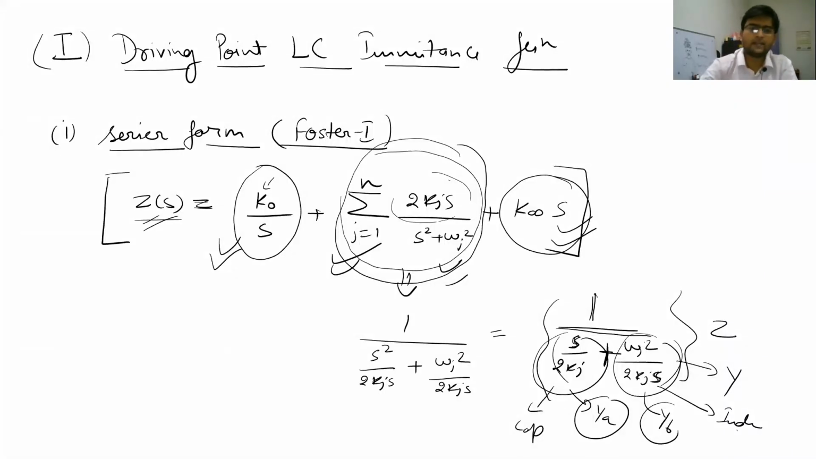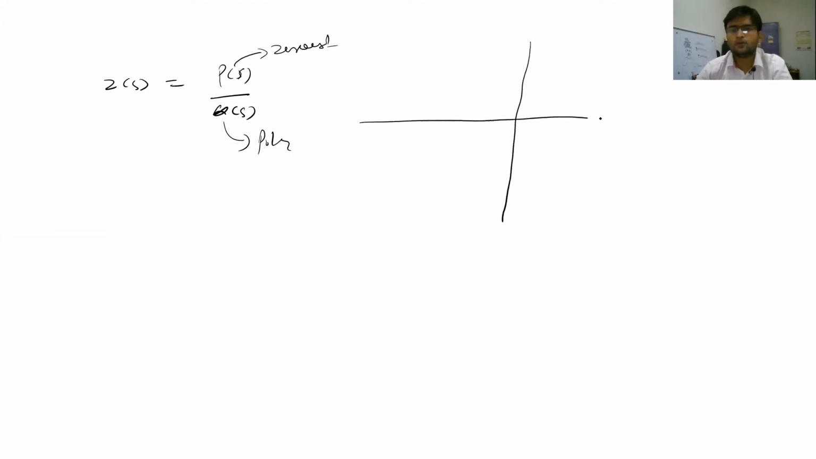The answer is that for any given function, ZS, let it be a ratio of PS upon QS, where PS and QS are polynomials of S. So PS and QS will have certain roots, I mean the poles and zeros. If you solve QS, you will get the poles. The roots of QS will give you the poles, and the roots of PS will give you the zeros. I have already told you in the previous lecture what an S-plane is.